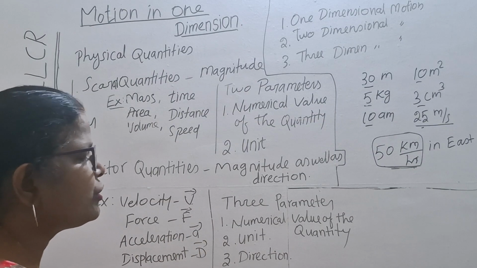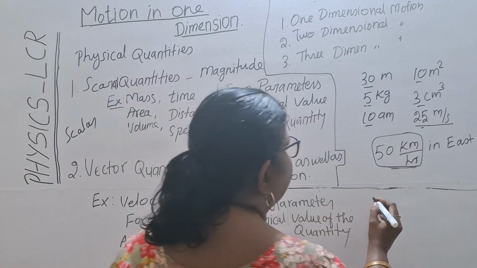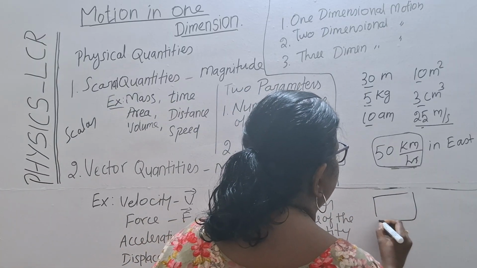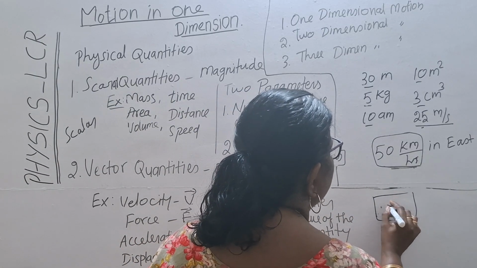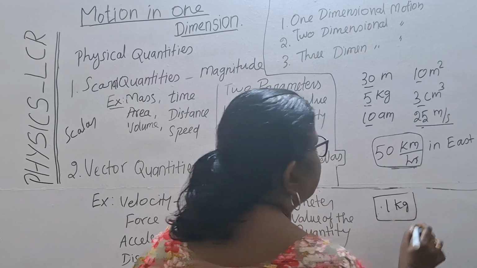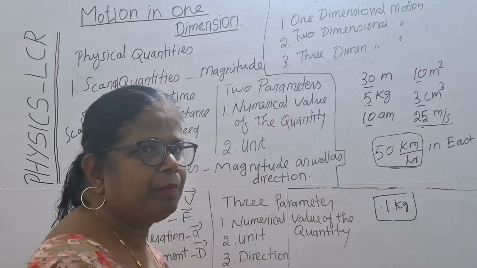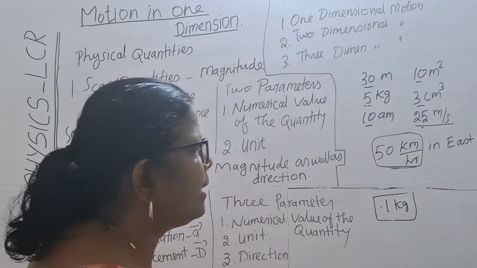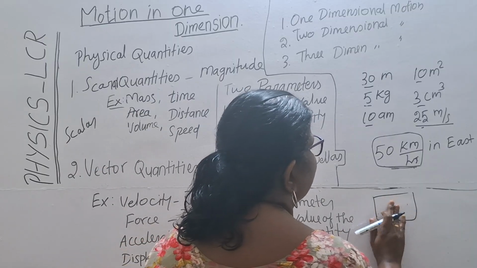Weight also we can say. Suppose any object has a 1 kg mass. Mass should be multiplied with g, and it will become a weight. So 1 kg is a mass.